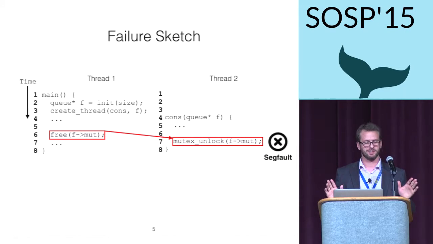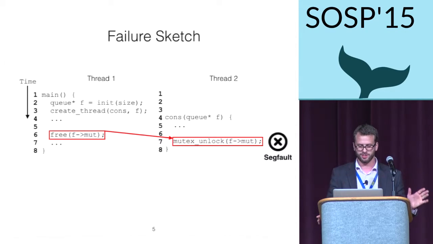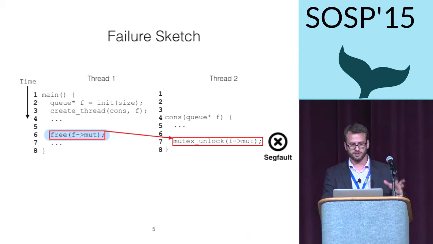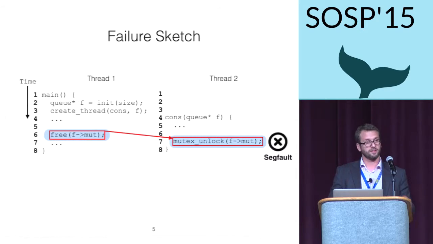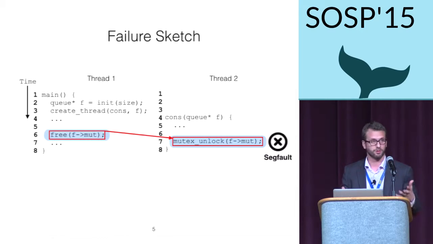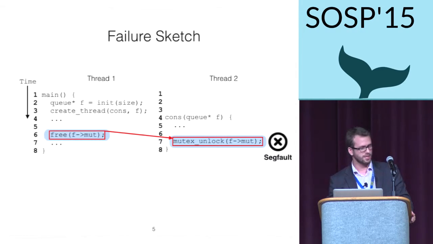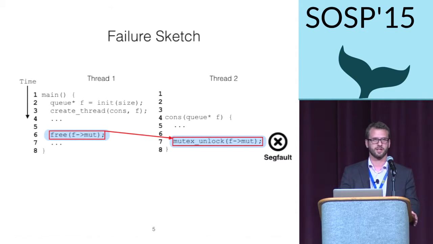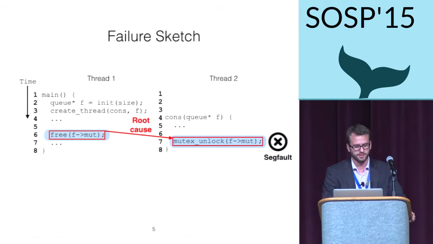So hopefully it's all clear, but coming back to the arrow between the statements in a box, this essentially says that only in failing executions, the free statement from thread 1 is executed before the mutex unlock statement in thread 2. On the other hand, in non-failing executions, this order of execution of statements never occurs. It turns out that in this case, and also in other cases according to our evaluation, these differences that are shown on the failure sketch point to the root causes of failures.